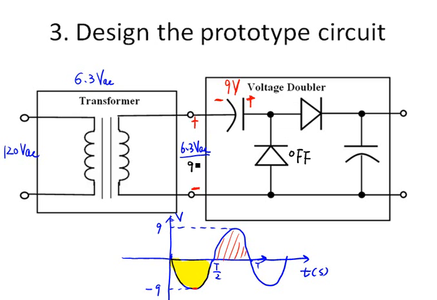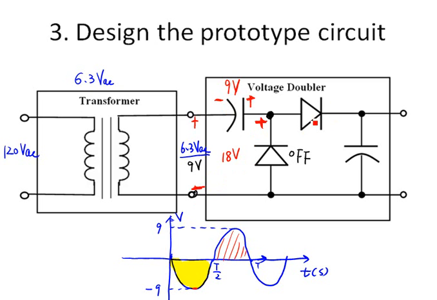6.3 volts RMS is the same thing as 9 volts peak. When we look at the voltage across these 2 points, it should be 9 plus 9. The maximum value should be 9 plus 9, that is 18 volts. So it's positive on the top, negative at the bottom. So the total is 18 volts at a maximum value.